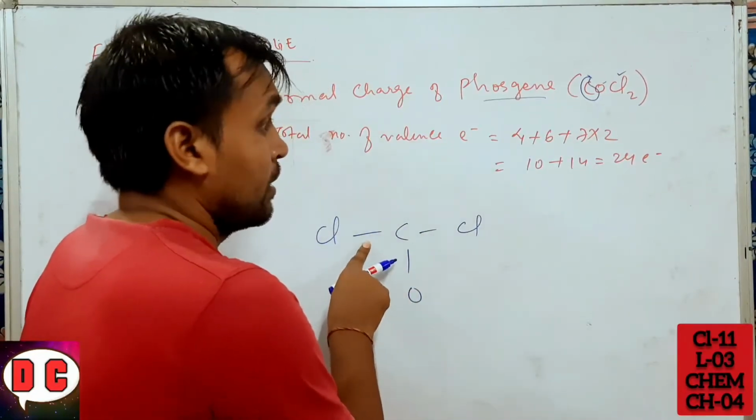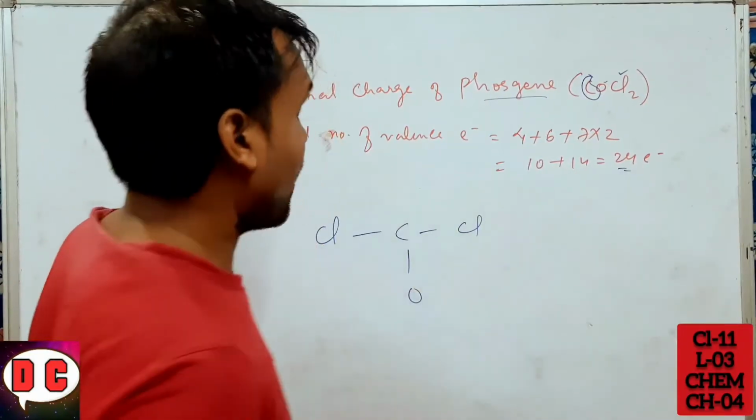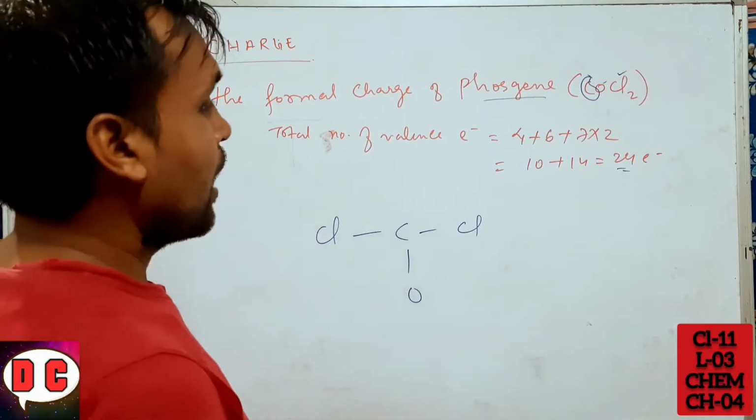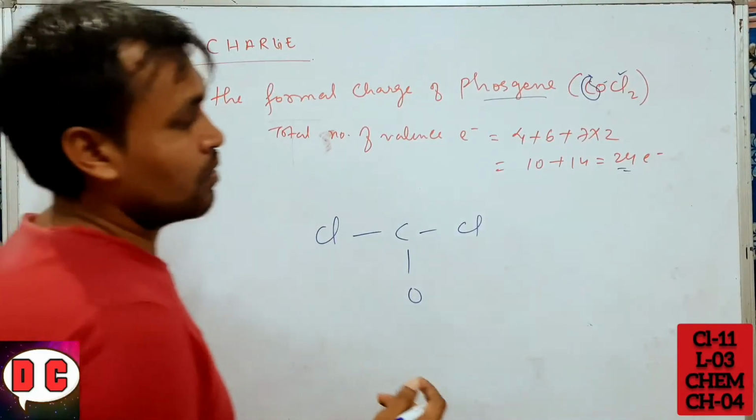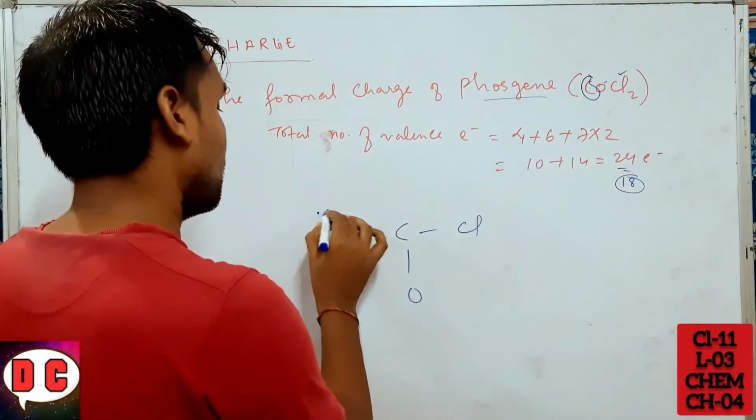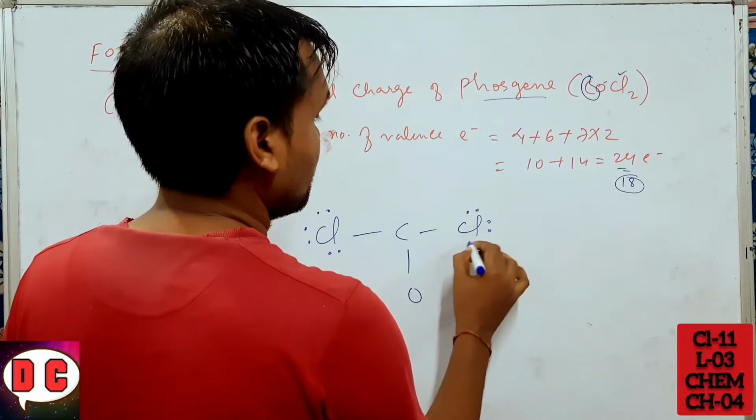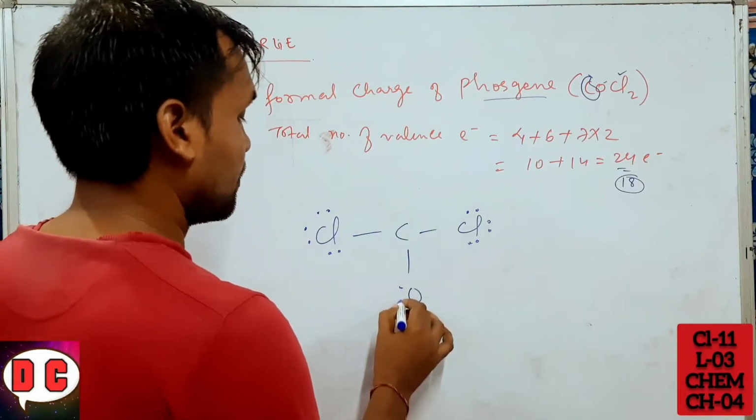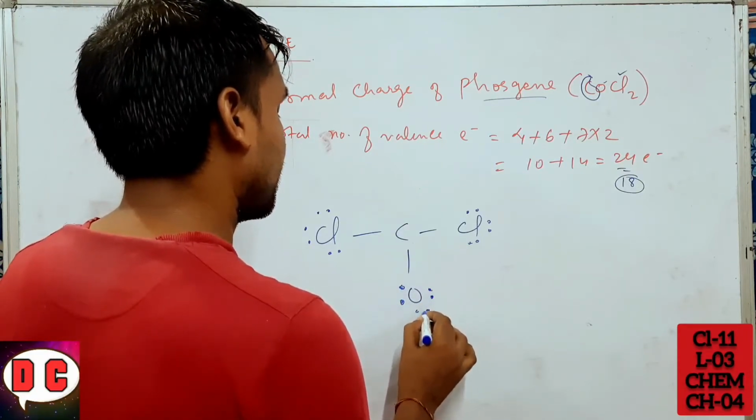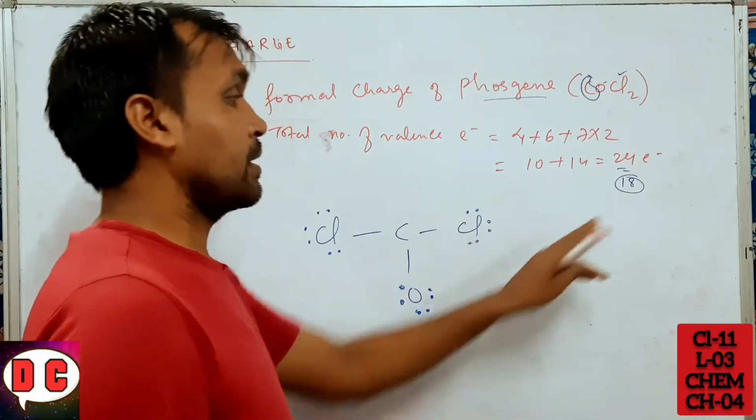So see here, I have drawn single bonds. The total number of electrons I have is 24. Out of 24, how many electrons have I used? 2, 2, 2, so 6 electrons are used. Now first of all we have to complete the octet of the outer atoms with the remaining electrons. How many are there? 18. So 2, 2, 2, 6, 8, then 2, 2, 2, 6, 8, and then 2, 2, 2, 6, 8. So I have completed the octet of the surrounding atoms, and all the 18 electrons I have used.